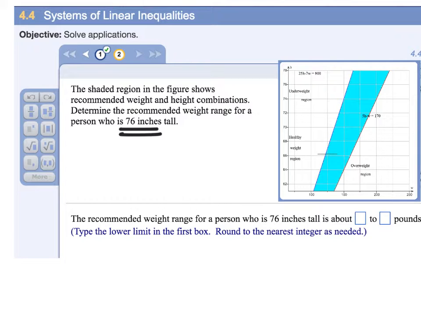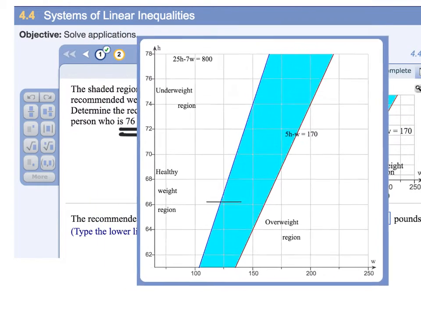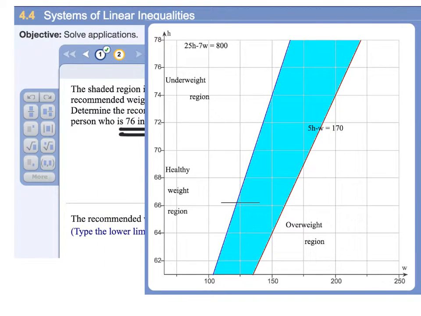So what does that mean we're going to do? Well, it means we're going to zoom in and we're going to say, oh, look at that. For a person who is 76 inches tall, this is their minimum weight, and this is their maximum weight. So this area is the preferred weight for a person that tall. So this person's underweight, and then somebody way over here is going to be overweight, and it's this section right here that is what we want.